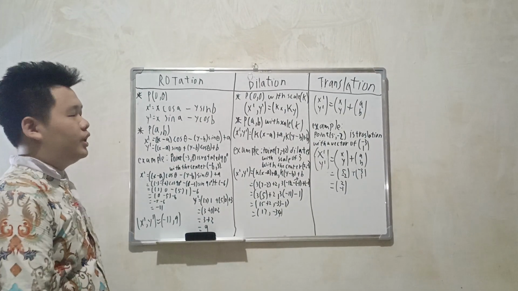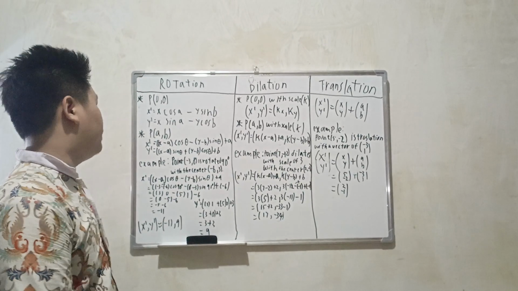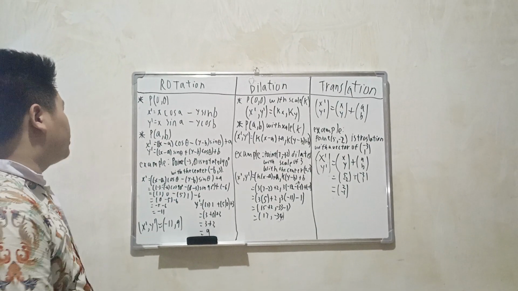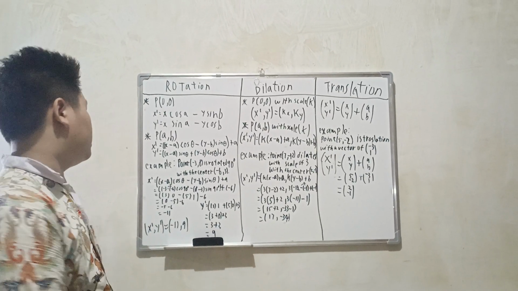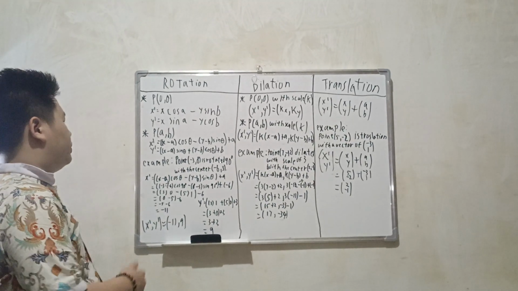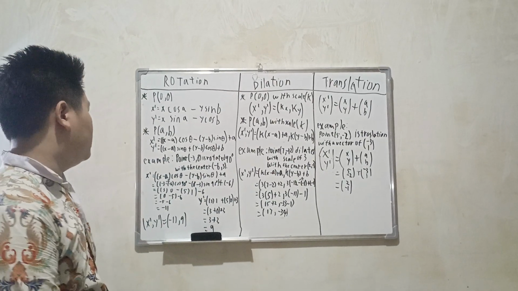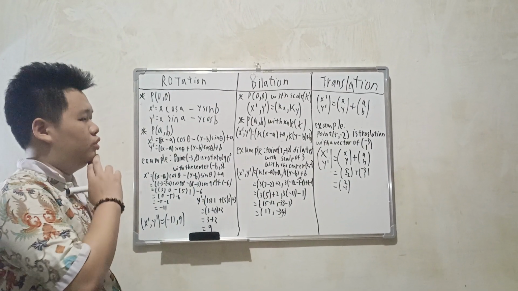The first one will be image x equals x cos A minus y sin B. As for y, it is similar but the sin and cos swap places. Now for the second one, it will be center A and B. Similar to the first one, there are two formulas.